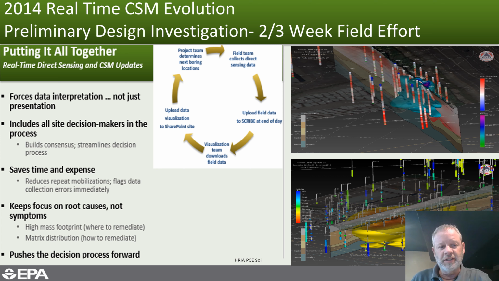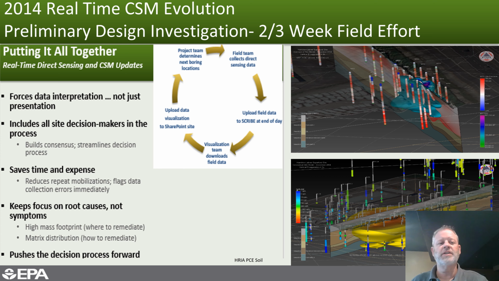And one thing that does is it helps us to focus on data interpretation, not just presentation. So as a team, as the information's coming in from the field, we're looking at it and trying to make decisions about whether we have enough information to move forward with some of the remedy design applications. And that includes all of the site decision makers, so the state, EPA, and others, all involved in looking at that data and making decisions.